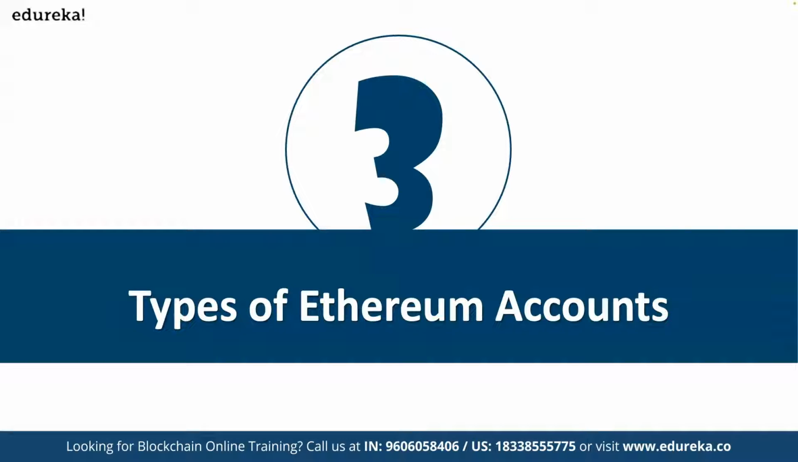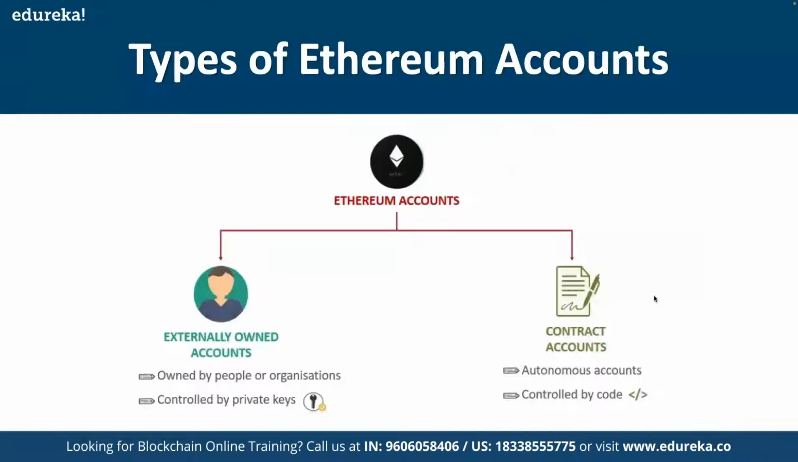Now let's understand the types of Ethereum accounts. The Ethereum network has two types of accounts: the external account and the contract account. Both external and contract accounts are referred to as state objects and comprise the state of the Ethereum network. Every state object has a well-defined state. For external accounts, the state comprises the account balance.